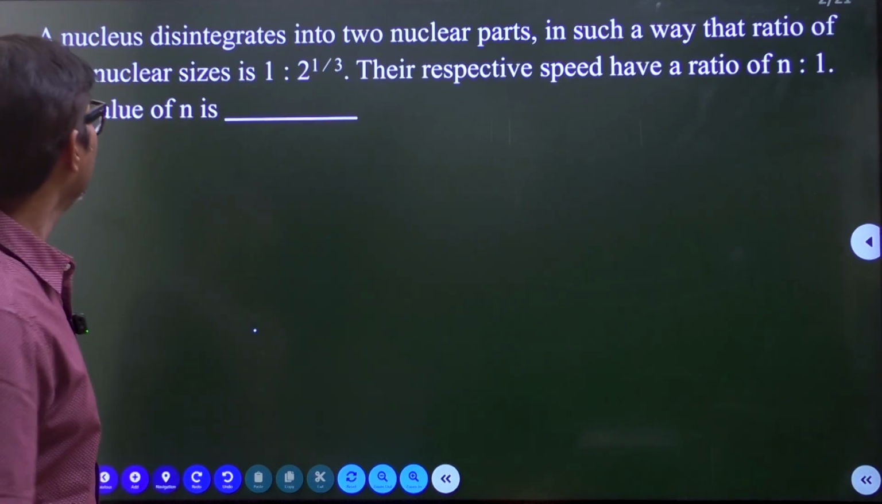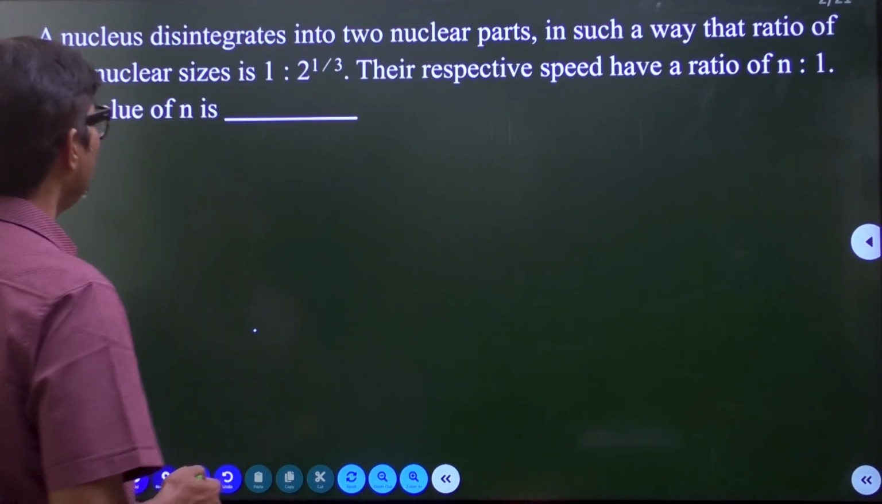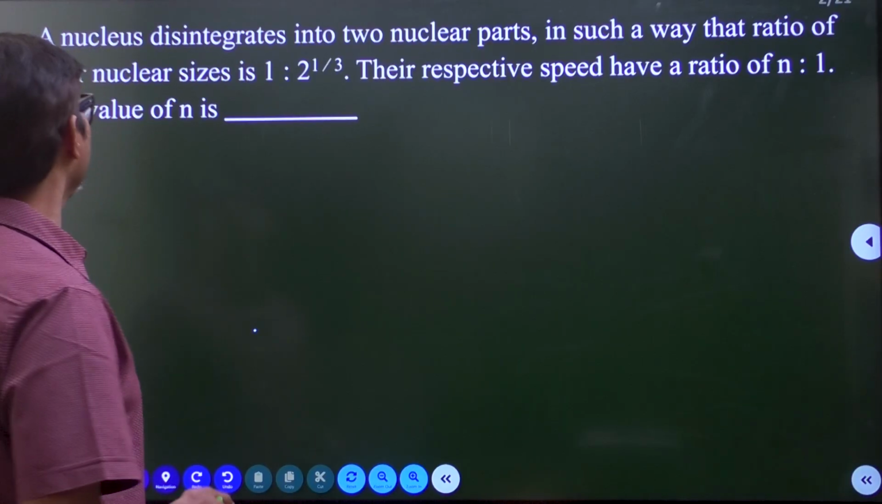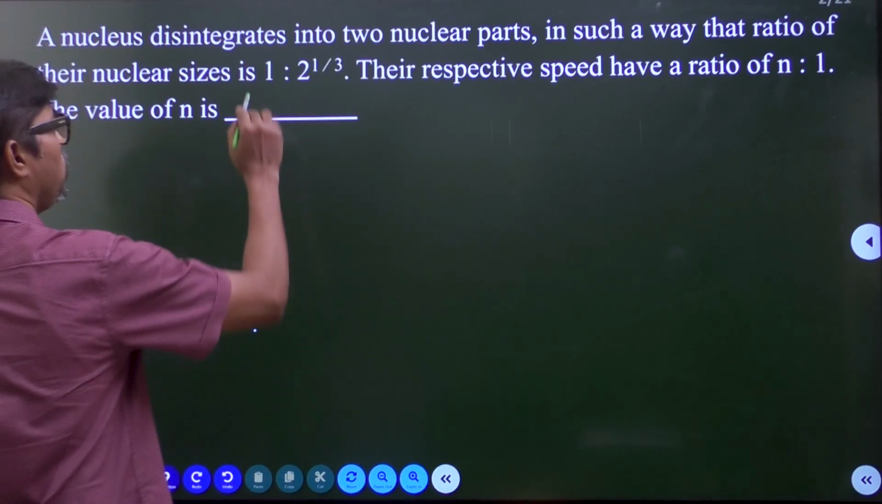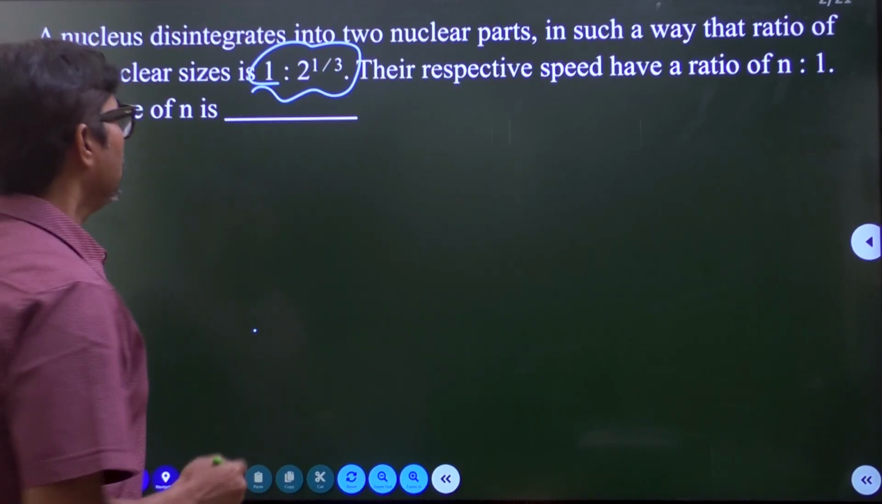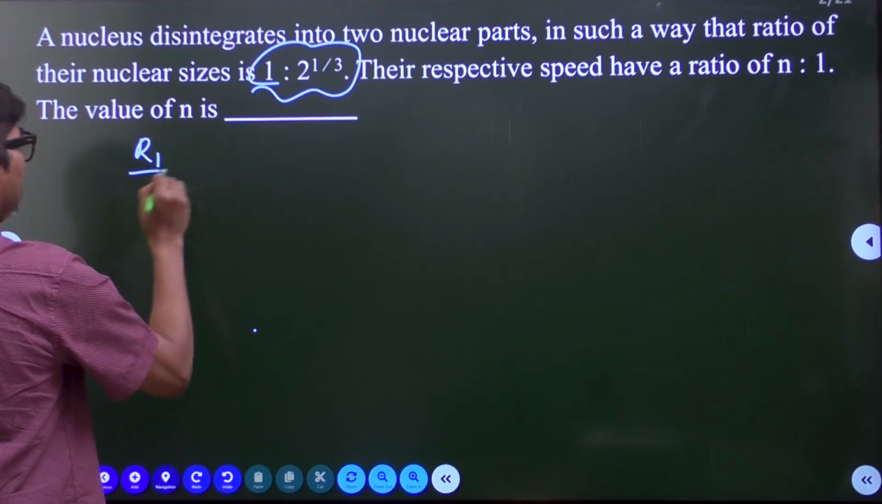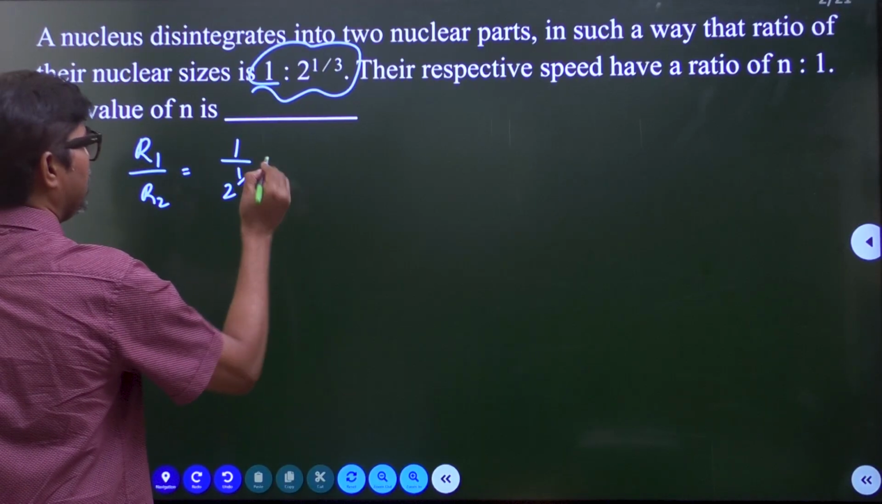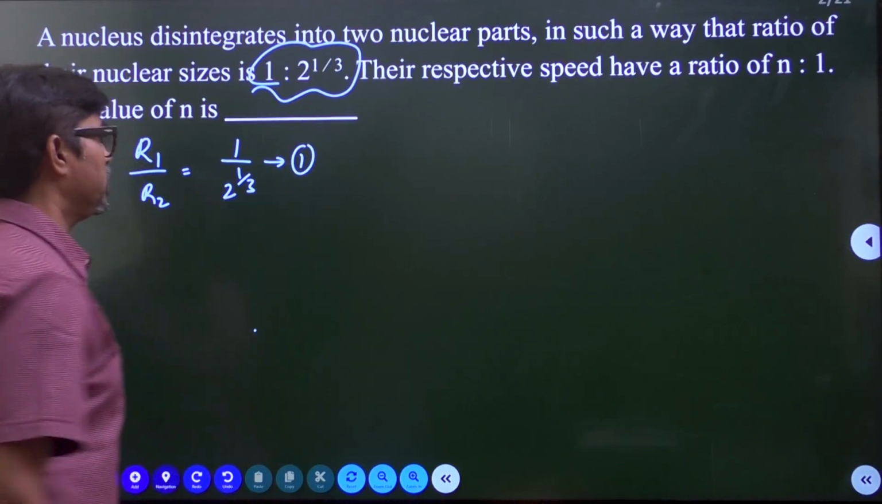Solve questions. Let me read the problem. A nucleus disintegrates into two nuclear parts in such a way that the ratio of their nuclear sizes is 1 : 2^(1/3). So that is the radius ratio. We got R1/R2 = 1/2^(1/3). This is one piece of information they have given.